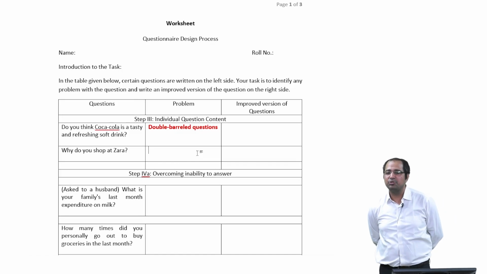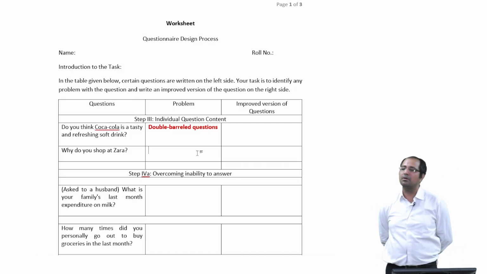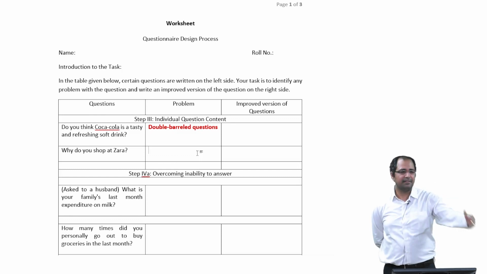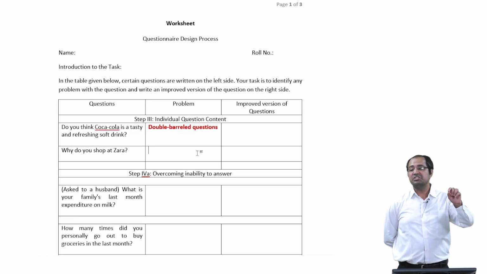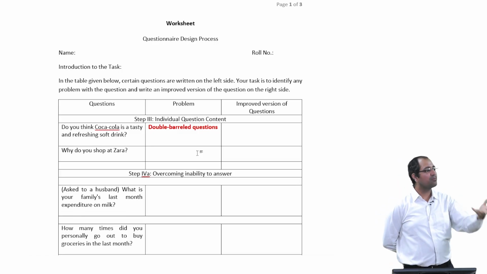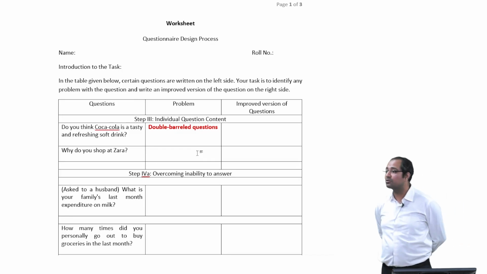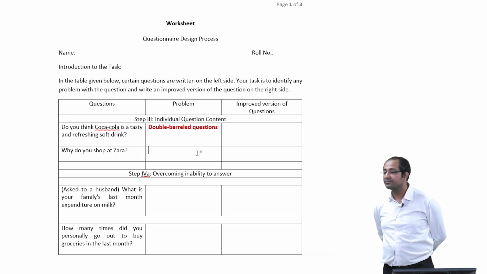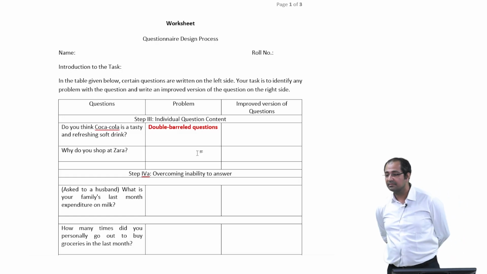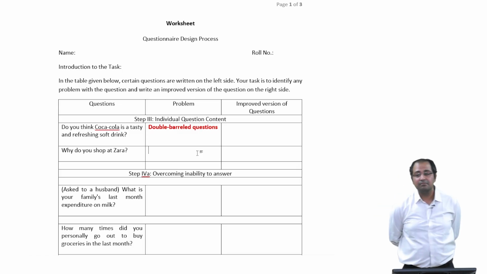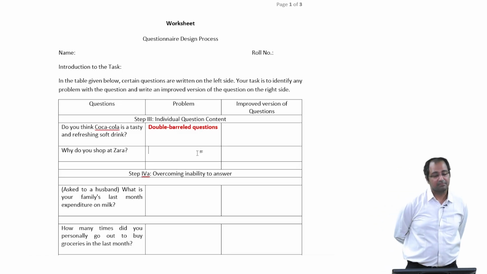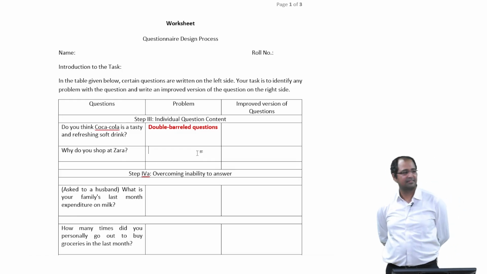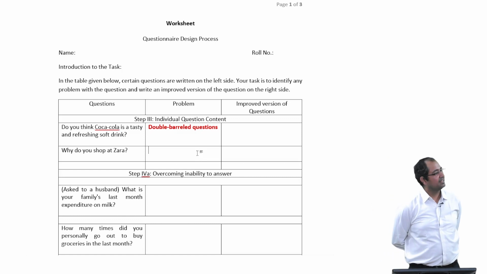Next one is, why do you shop at Zara? What is the problem with this question? No, I said open-ended questions are possible. I said a questionnaire is mostly structured, but there are possibilities of unstructured questions as well, open-ended questions as well. Why do you shop at Zara? For example, because it is convenient for me. It is because it suits my status. That's why.